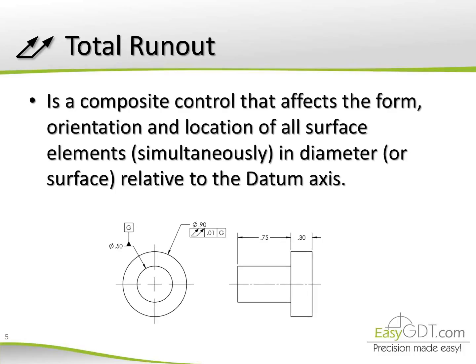Total runout is a composite control that affects the form, orientation, and location of all surface elements simultaneously, in diameter or surface, relative to the datum axis.